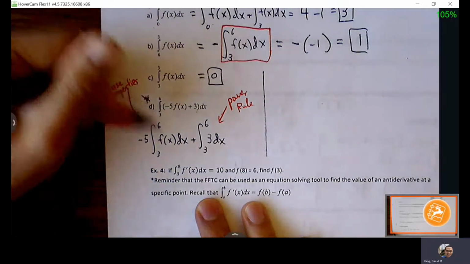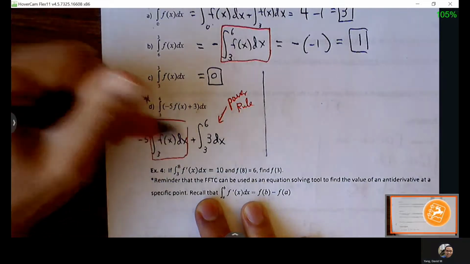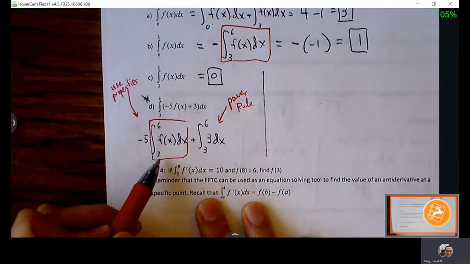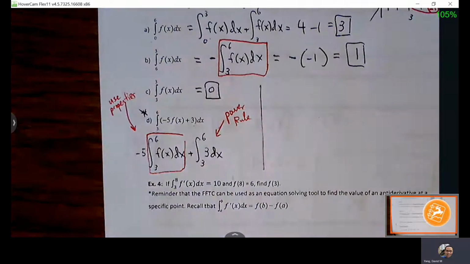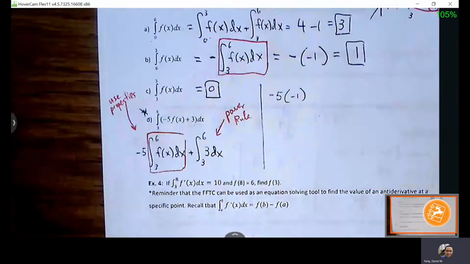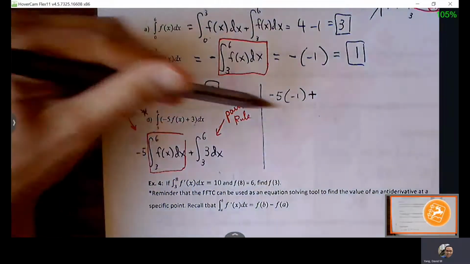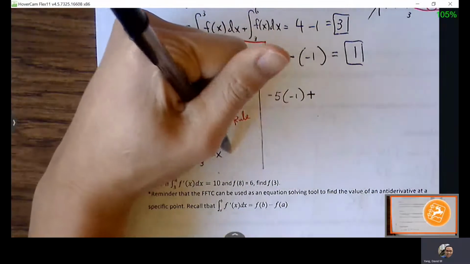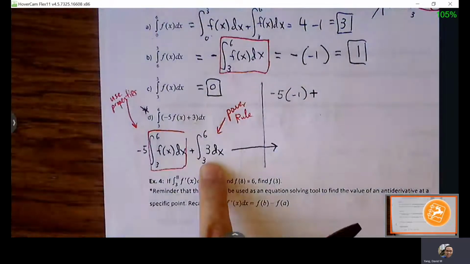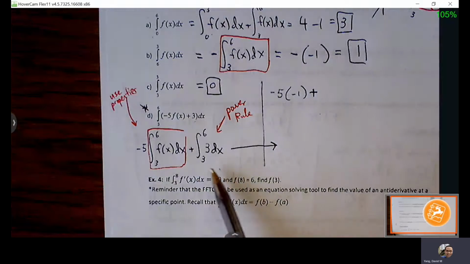I'm going to just highlight this integral here. What's the integral from 3 to 6? -1, so I can make that -5 times -1. We'll come back to finish off the second part, but we have to take care of this integral first, right? Ignore the bounds. The bounds are not going to play a role initially. Just look at that 3 dx. What is that 3 dx going to turn into?